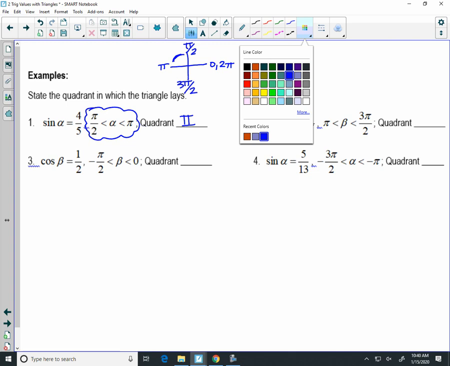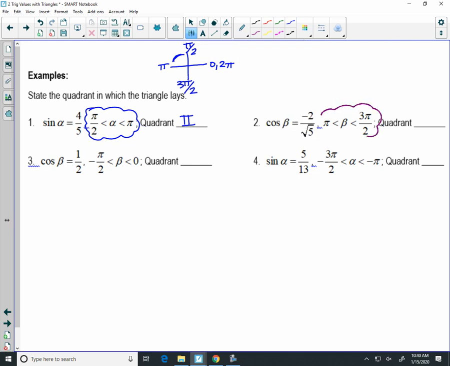What if we're between pi and 3 pi over 2? What quadrant are we in? Yeah, quadrant 3, we're down there. What if we're between negative pi over 2 and 0? Here's where it gets a little tricky. So negative pi over 2 is up here, but remember negative angles go this way, right? The opposite direction. So negative pi over 2 is the same as 3 pi over 2. So that is quadrant 4. This is the same as 3 pi over 2.